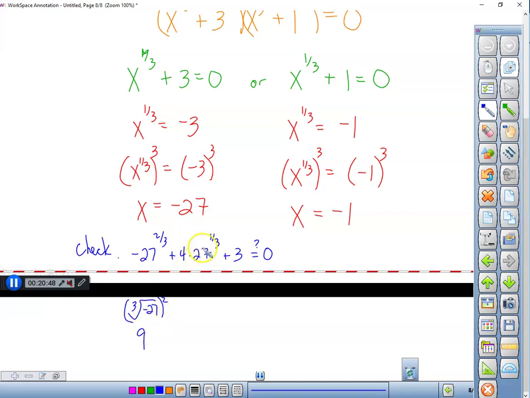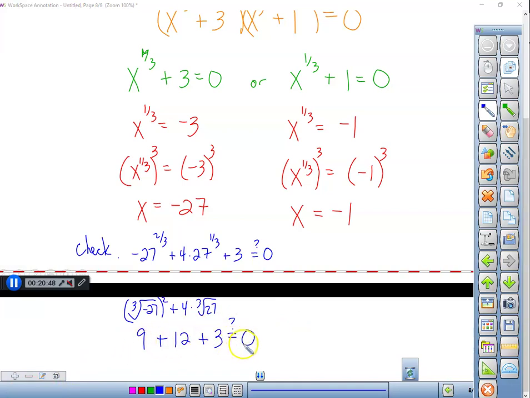You can look at this as 3 cubed to the 1/3 power. 3 times 1/3 is 1, so this becomes 3 times 4, which is 12. Or, again, you can look at this as 4 times the cube root of 27, which is also 4 times 3, which gives us plus 12. And then we have plus 3. And is that equal to 0? Now here at this point, I'm looking at this going, okay, that does not give me 0.